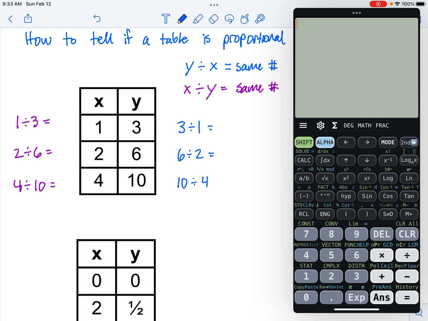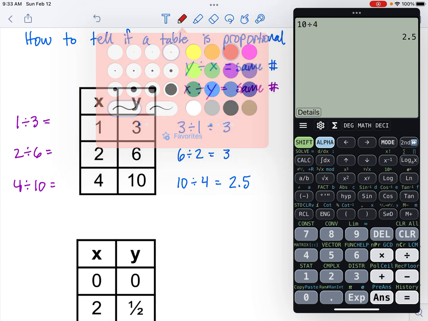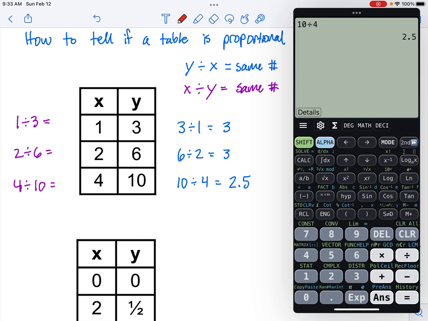Well, I know that 3 divided by 1 is 3. I know that 6 divided by 2 is 3. 10 divided by 4 you might not know, so I can use my calculator. My calculator shows that I can change that to a decimal, 2.5. So right away, I don't need to go any further. This is not proportional, because 2.5 is not the same as 3.